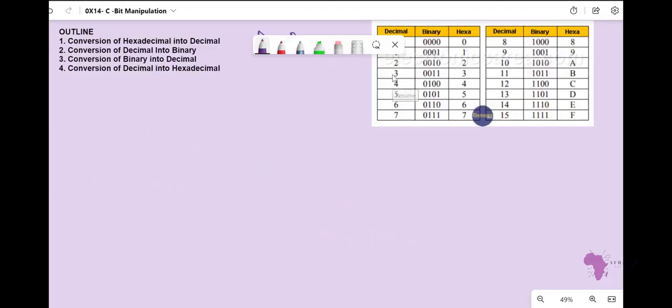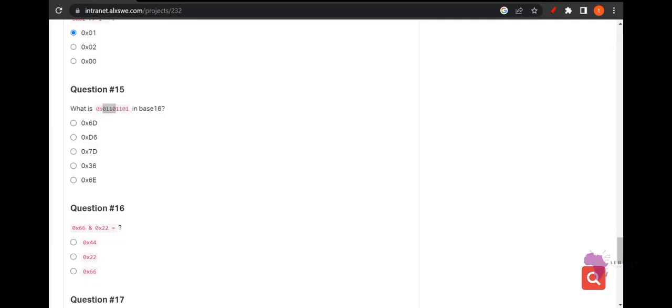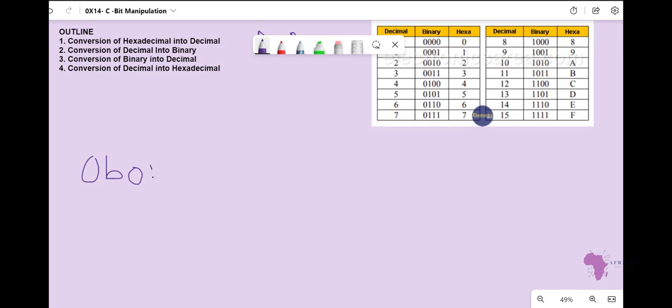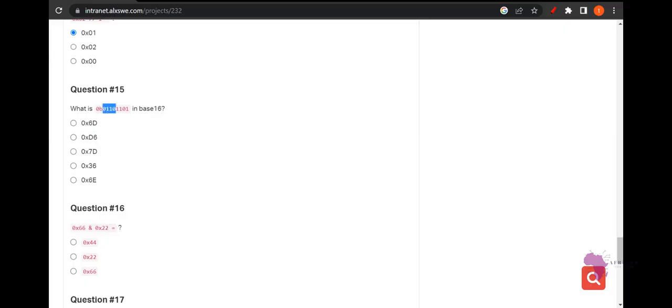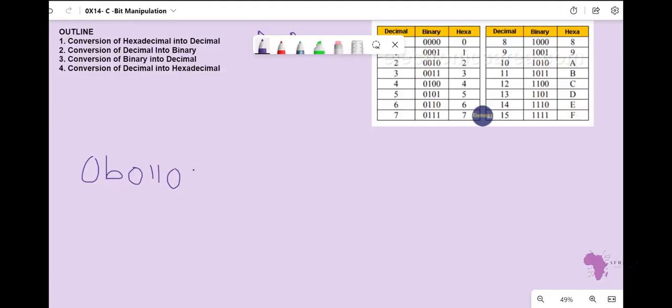So let me wrap this one. So we have it as 0B, that's the first thing. Then from there, it is 0. Let me check again. Yes, 11, 10, 11, 0. And then from there, it is 11, 0, 1.